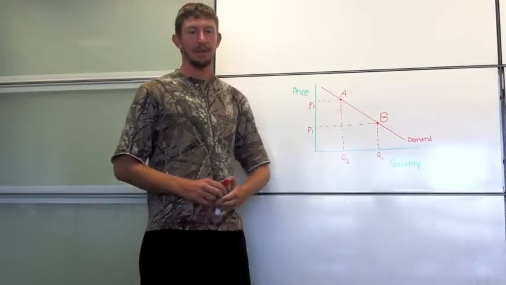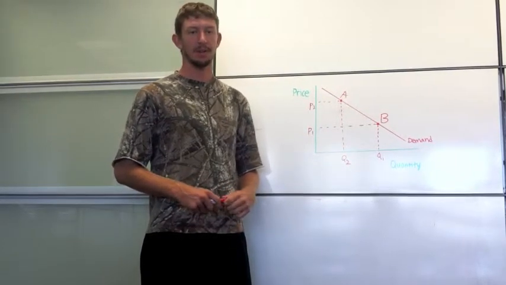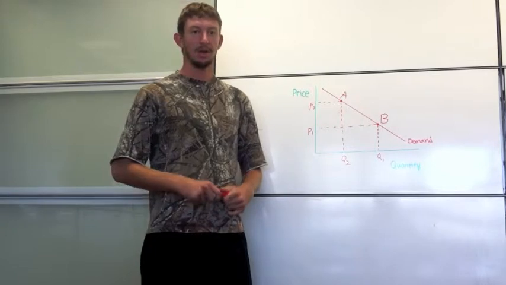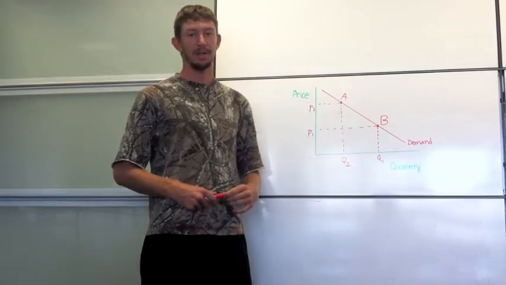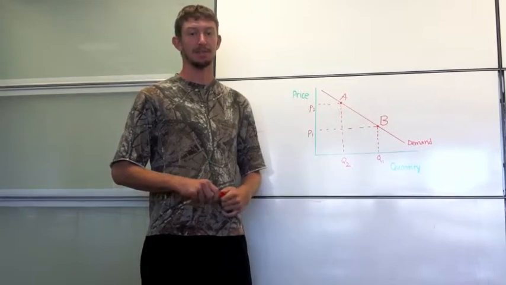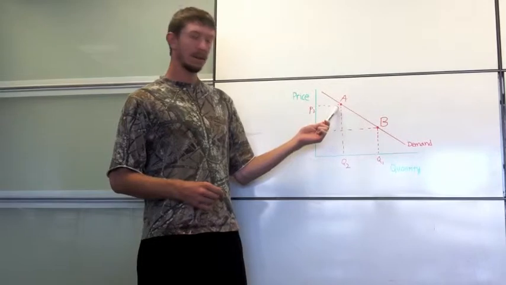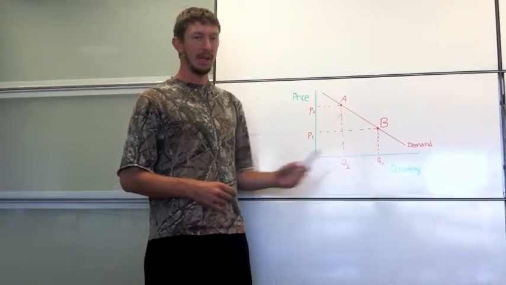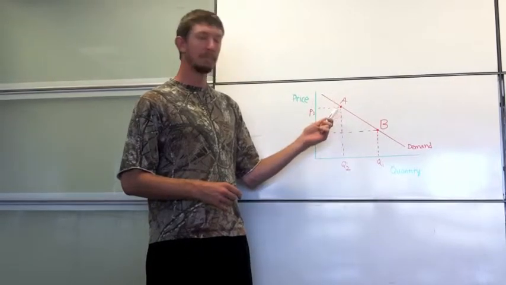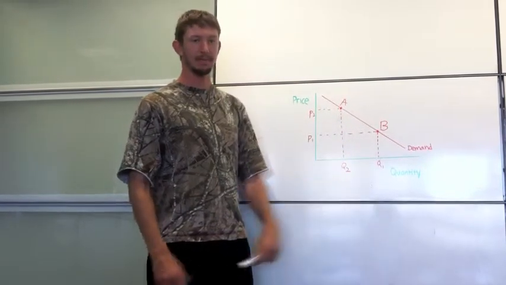The concept just explained, and the reason the demand curve has a negative slope, is based on the law of demand. Quantity demanded is reduced as price increases, and quantity increases as price decreases. Point A has a higher price than point B. Therefore, the quantity demanded for point A will be lower than point B.